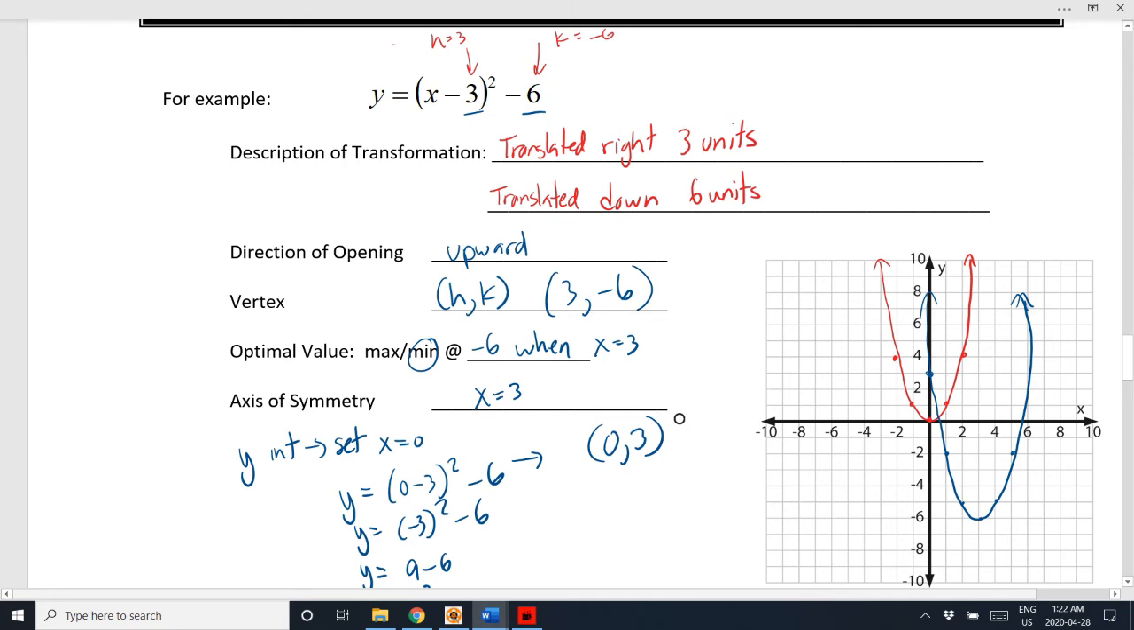Just one thing to note before we leave. When you're doing your translations, always do horizontal first. So left and right. And then you're going to do your vertical. So horizontal first, then vertical. An easy way to remember that is that it's always the x coordinate first and then the y coordinate, horizontal and then the vertical.